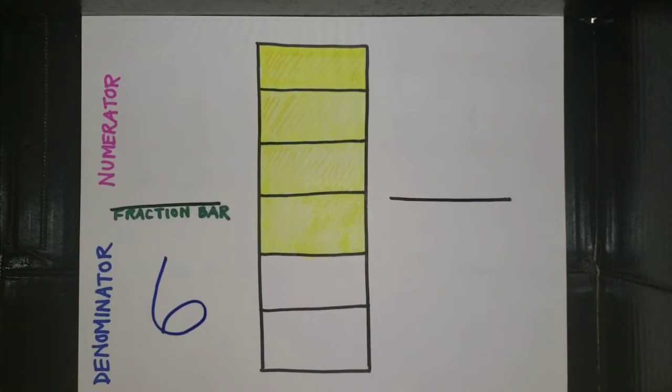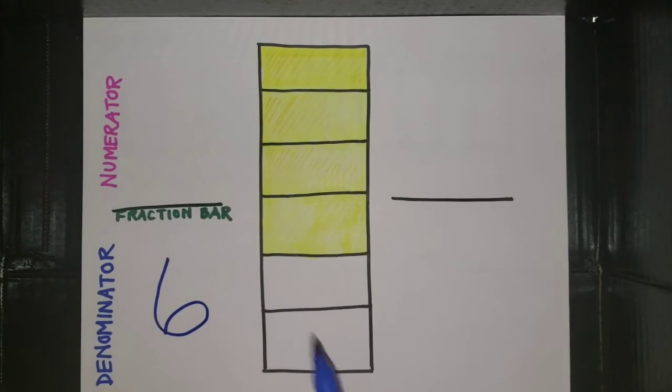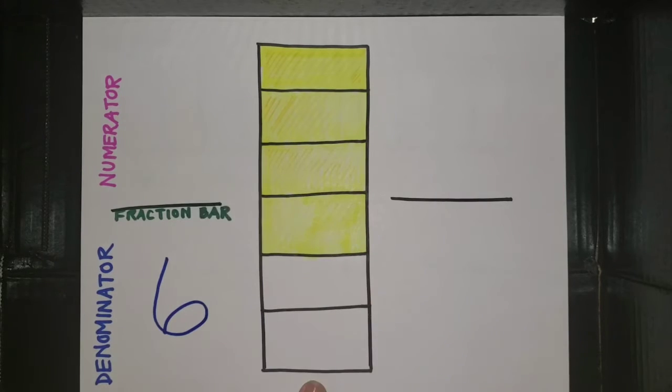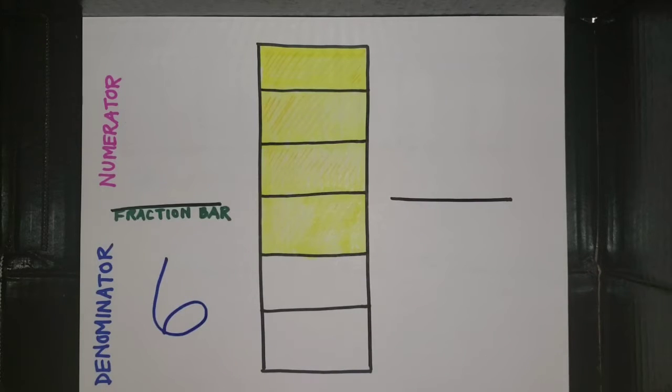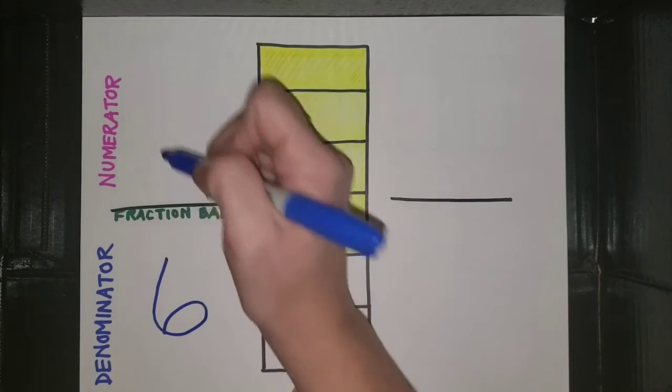In this model, the numerator, which is written above the fraction bar, represents the number of shaded parts. Here we see how many parts shaded. You got it, it's 4. Let's write 4 as the numerator.